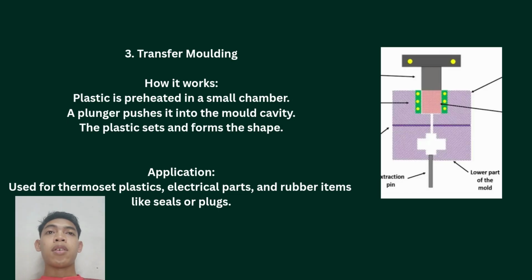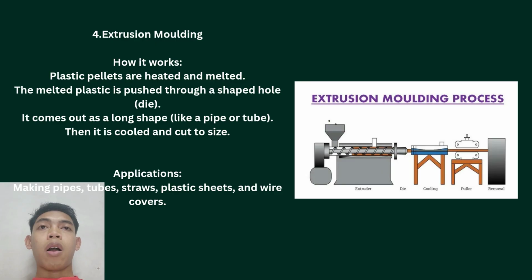Transfer mold. Plastic is preheated in a small chamber. The plunger pushes it into the mold cavity. The plastic sets and forms the shape. For the application, it is used for thermoset plastic, electrical parts, and rubber items like seals or plugs. Extrusion molding. How does it work? Plastic pellets are heated and melted. The melted plastic is pushed through a shaped hole or die. It comes out as a long shape like a pipe or tube. Then it is cooled and cut to size. For application, making pipes, tubes, plastic straws, sheets, and wire covers.